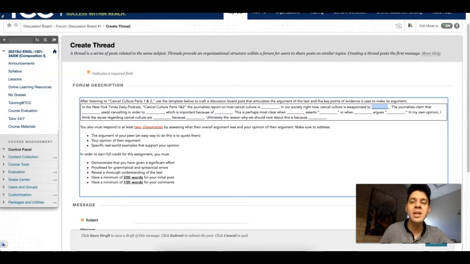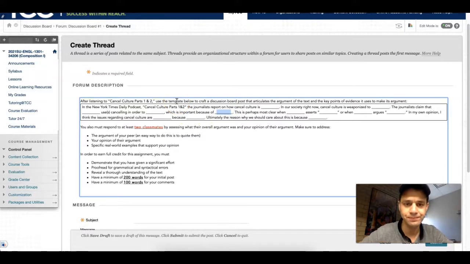Okay? The journalists claim that blank uses canceling in order to blank. Now, once again, pay attention to the text, right? So don't bring up someone from your own experiences, your aunt is canceling you, whatever. Hold on a second. Who is using cancel culture here? Is it a group of people in particular? Is it an individual that the podcast is addressing? Who is using cancel culture here, and why are they using it? Okay? Which is important because of blank. Why does that matter? So one of those key questions, right?